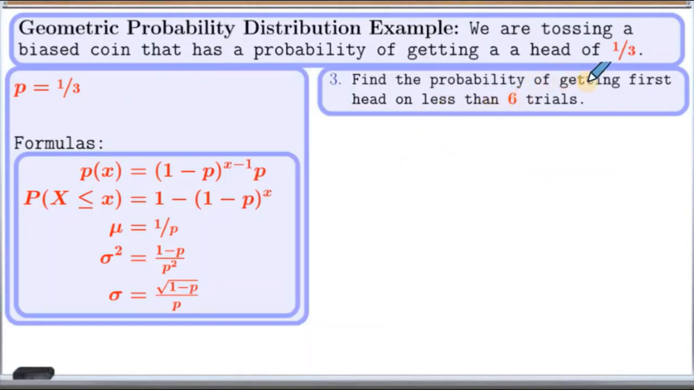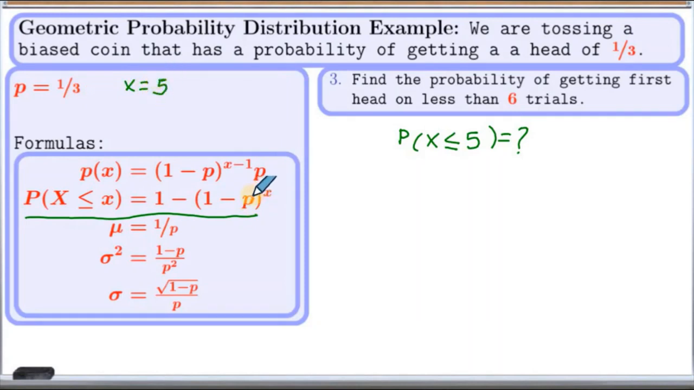Here we are supposed to find the probability of getting first head on less than 6 trials. So basically we are supposed to find this. So we will be using this formula here. And our P is 1 over 3. And for this one, our X is 5.